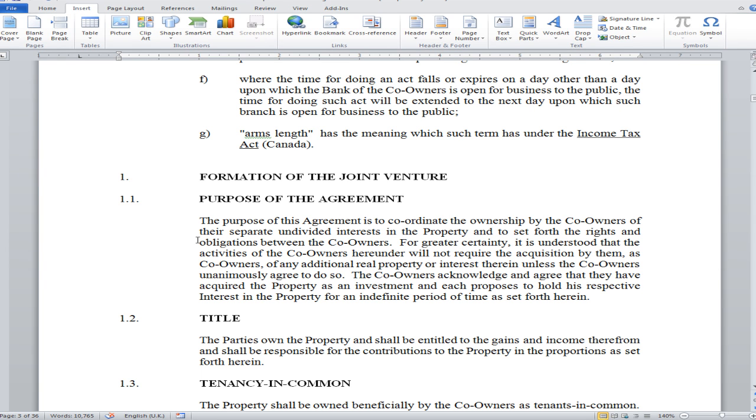So for greater certainty, it is understood that the activities of the co-owners herein will not require the acquisition by them as co-owners of any additional real estate property or interest therein unless the co-owners unanimously agree to do so. And typically you'd have another joint venture agreement or profit sharing agreement or co-owner agreement or whatever you want to call it. The co-owners acknowledge and agree that they have acquired the property as an investment, and each proposes to hold his respective interest in the property for an indefinite period of time as set forth herein.